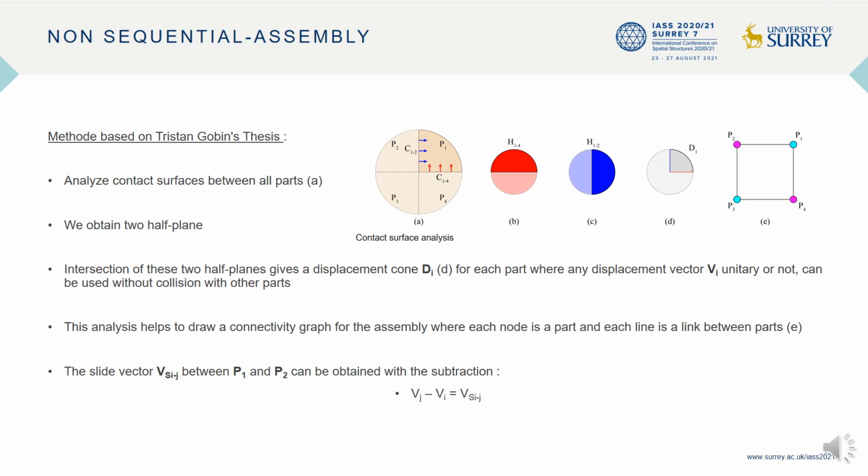By Tristan Gobin in this thesis. First, we have to analyze surface contact between all of the parts of the node. We can obtain different half-planes, and the intersection of the half-planes gives us a displacement cone. We can define a displacement vector, and it's possible to obtain the slide vector by the subtraction Vg minus Ve.